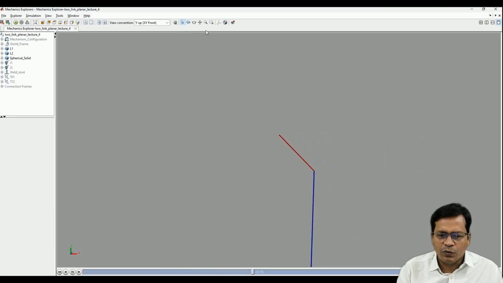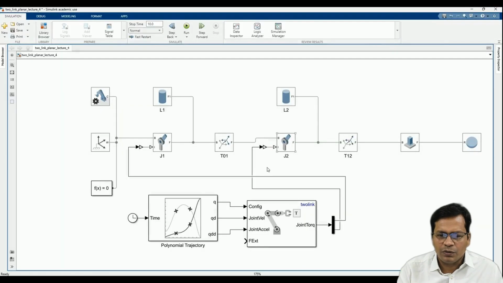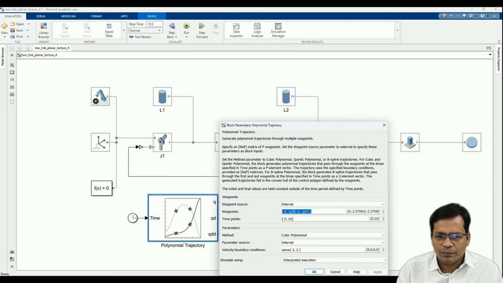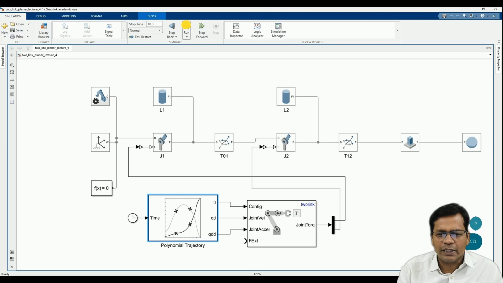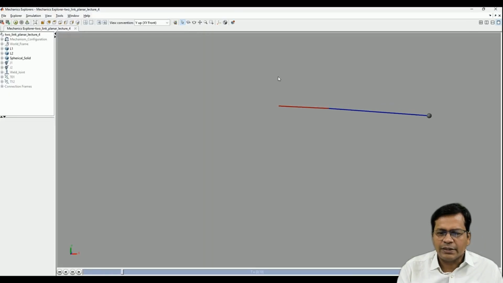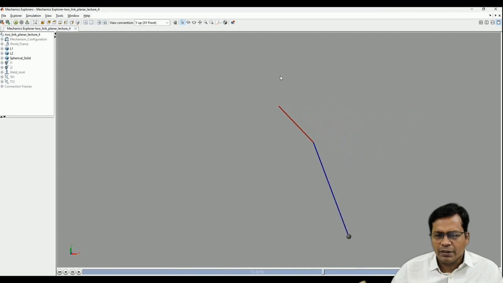You see, 0 to pi by 2 for both the joints I have fed, and both joints move in a cubic polynomial trajectory. These angles can be edited, you can try changing them also. Let me try 0 to pi by 3 for the first one and 0 to pi by 6 for the second one. Run it once again. It creates a torque profile corresponding to the joint angle profile, and we are feeding it to the robot joints and seeing the motion. So exactly it is following that.